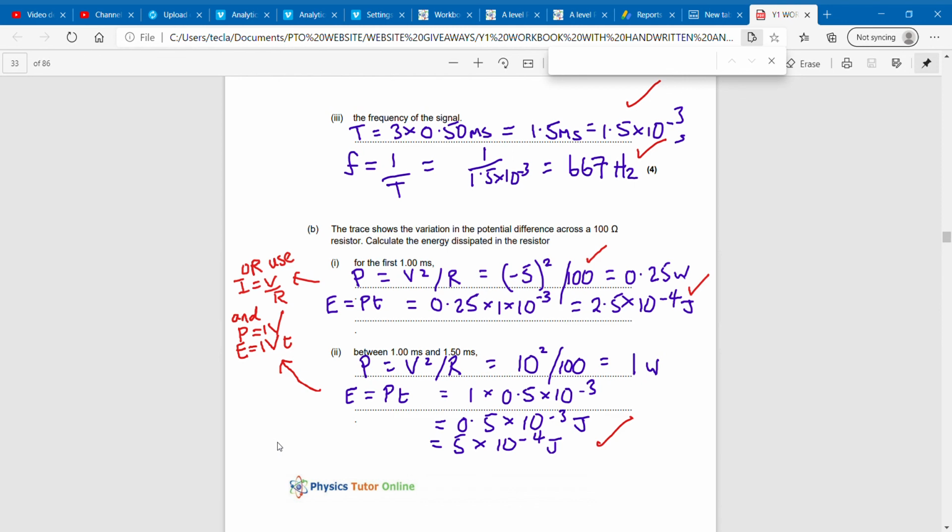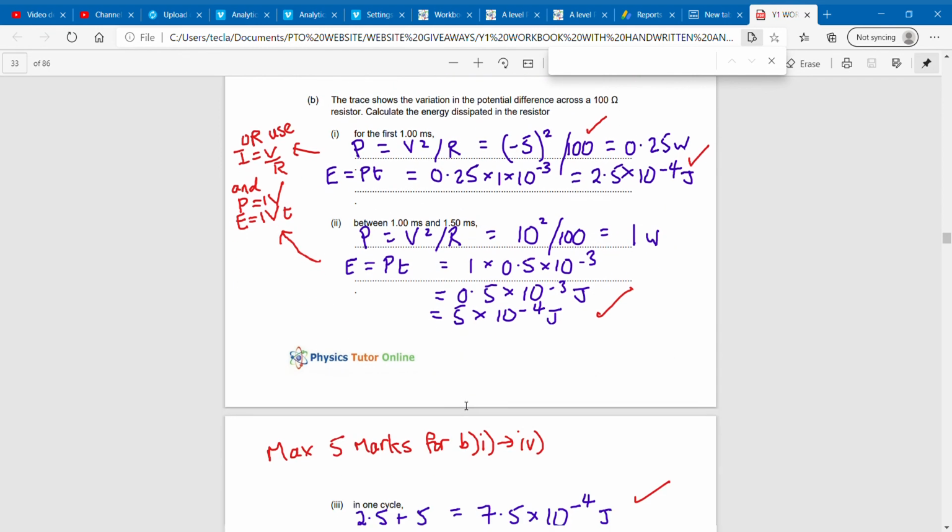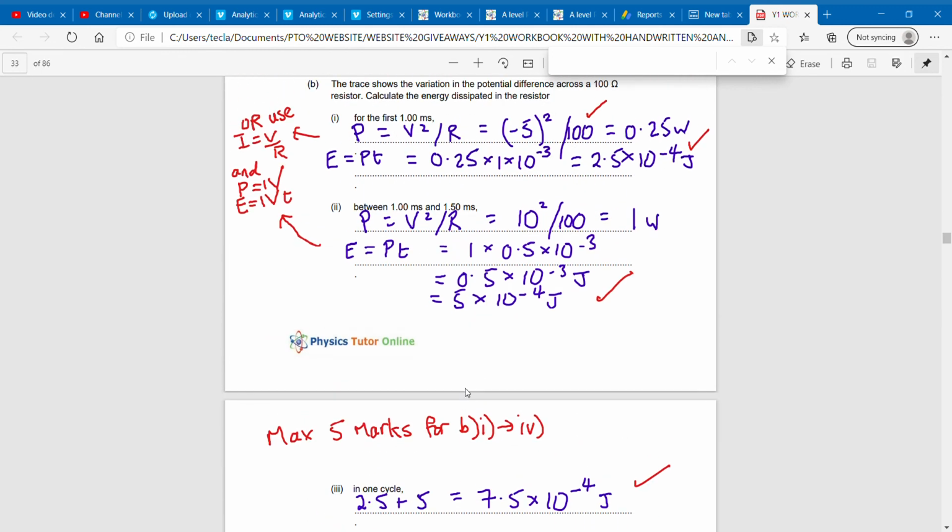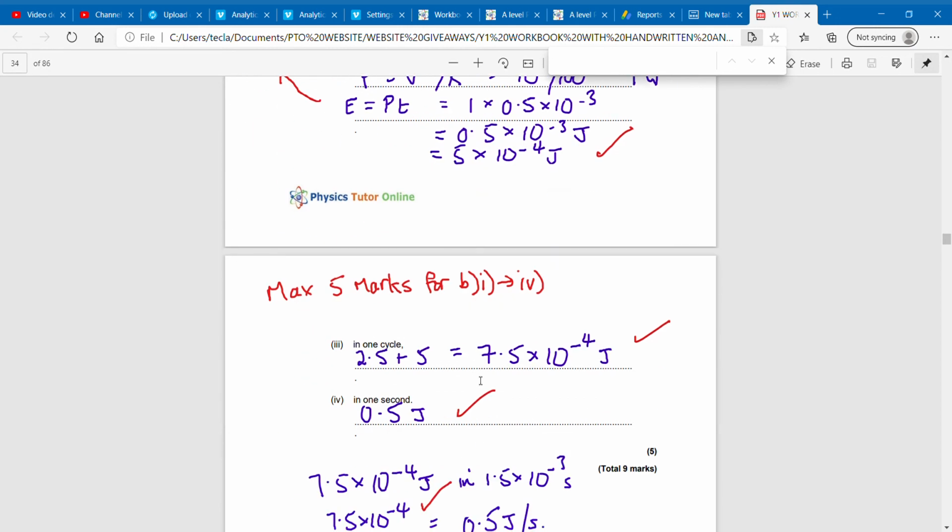For part 2, between 1 millisecond and 1.5 milliseconds, again same method. Power equals V squared over R, so it's 10 squared divided by 100 ohms equals 1 watt, and it's for half a millisecond, so it's 1 watt times 0.5 times 10 to the -3 seconds equals 0.5 times 10 to the -3 joules, 5 times 10 to the -4 joules in standard form. Only 1 mark for this second part and 2 marks for the first part. And 5 marks in total for B part 1 to B part 4.